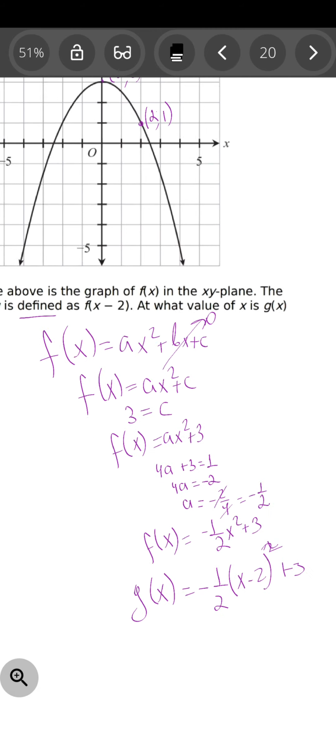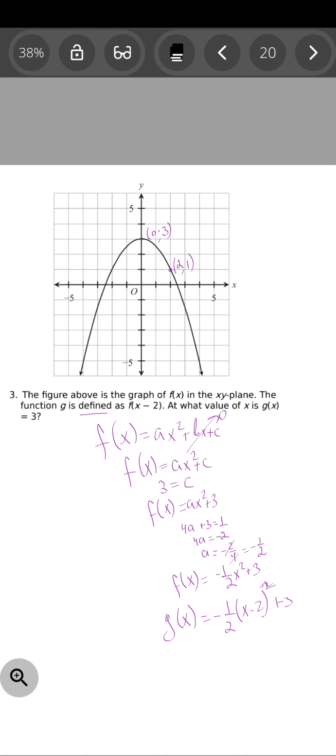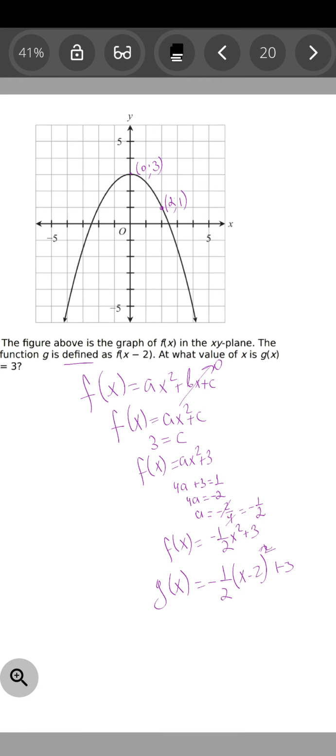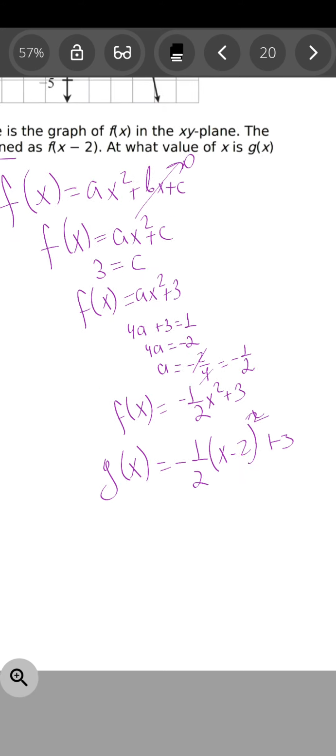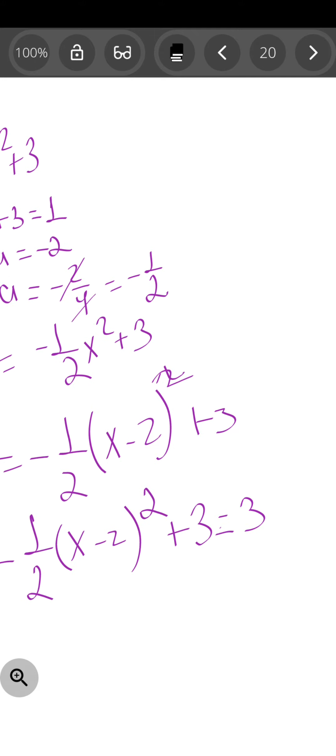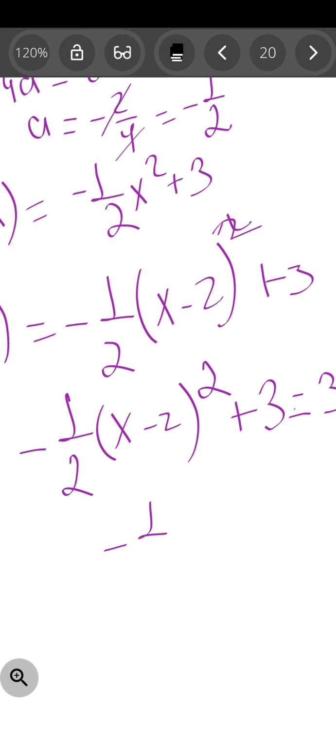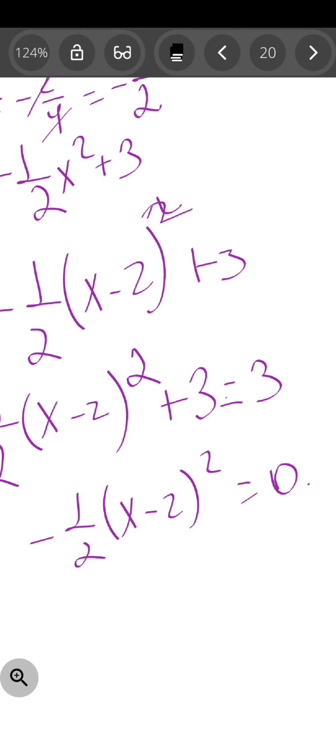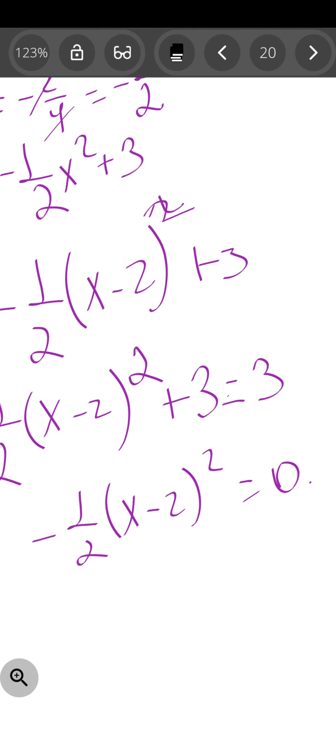And according to the condition of this question, we must get the value of x if g of x equals 3. Let's write negative 1 over 2 (x minus 2) squared plus 3 is equal to 3. If we subtract 3 from both sides of this equation, we'll get that negative 1 over 2 (x minus 2) squared is equal to 0. Dividing both sides by negative 1 over 2, we get that (x minus 2) squared is equal to 0.